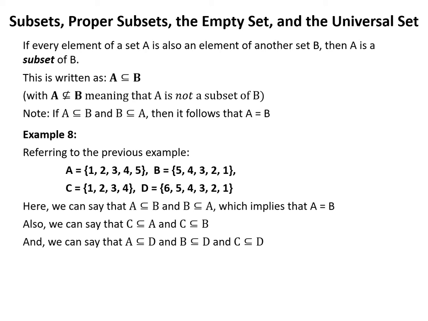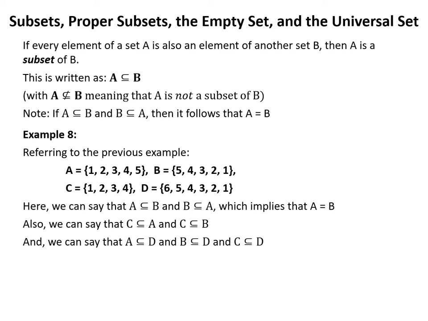If every element of a set A is also an element of another set B, then A is a subset of B. The way it's written is a bit like a less than or equal to sign, but it's more of a sideways U, written the way you see. So what you see there is that A is a subset of B. And if we put a line through that, then that means not a subset. So A not a subset of B means that A is not a subset of B.